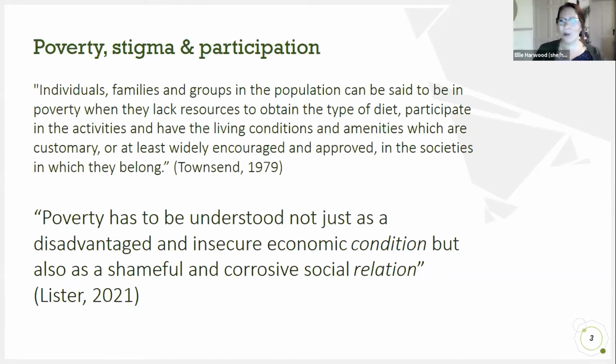So that's kind of one example of how poverty makes it very difficult for you to live in a way that's seen as acceptable in your society. And the second quote there is from Ruth Lister, who has, to my mind, written the best books on poverty and is a real inspiration for me. And she says that poverty has to be understood not just as a disadvantaged and insecure economic condition, but also as a shameful and corrosive social relation.